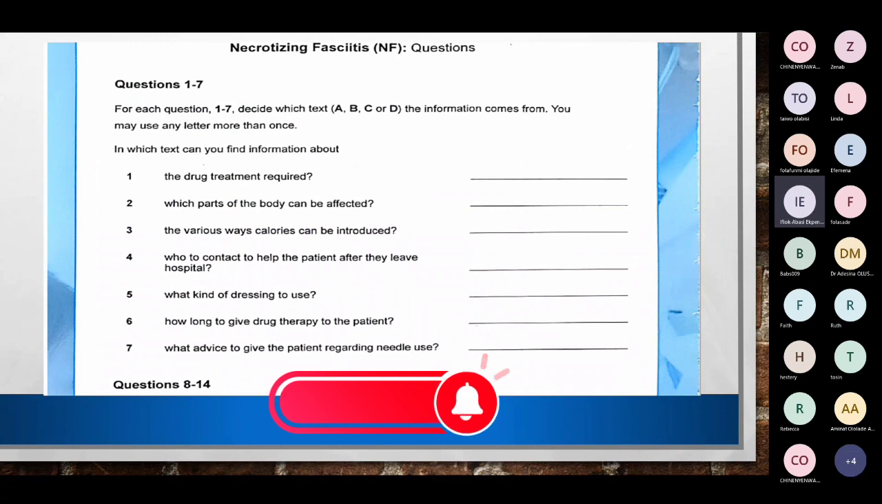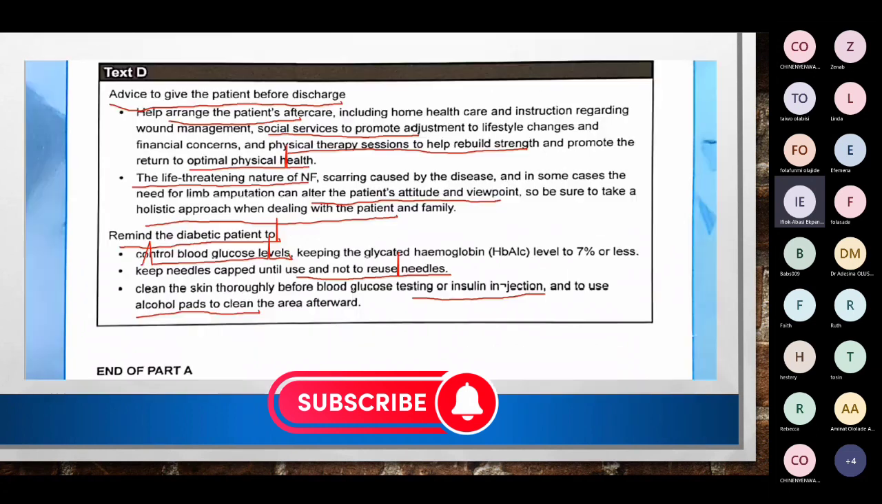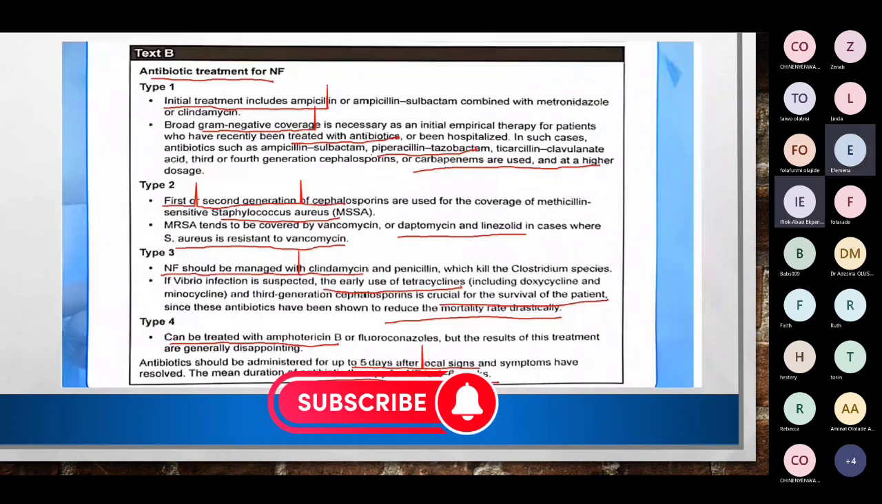So from question 1 to 7, the instruction says: for each question 1 to 7, decide which text, A, B, C, or D, the information comes from. You may use any letter more than once. Now, in which text can you find information about, number 1, drug treatment required? Somebody said, is it D or B? Someone said B. All right, thank you. So that's correct.